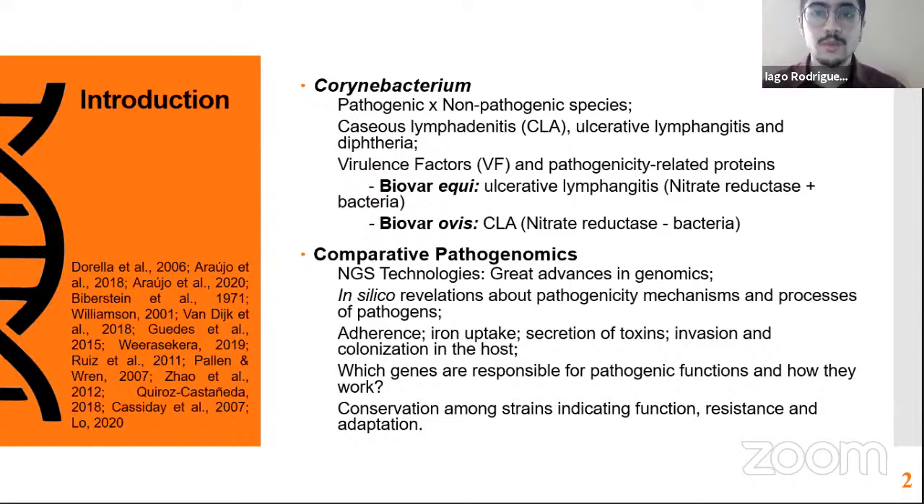Several processes relate to pathogenicity, as for example adherence, iron uptake, secretion of toxins, invasion, and others in the host. So the application of comparative pathogenomics in this study allows the investigation of which genes are responsible for the pathogenic functions and how they work, once it is possible to observe gene functions in silico and their conservation among different strains of the pathogen, with their respective functions related to pathogenicity, resistance, adaptation, and other aspects.